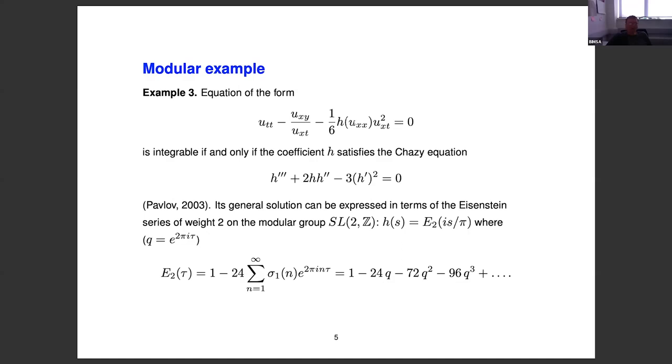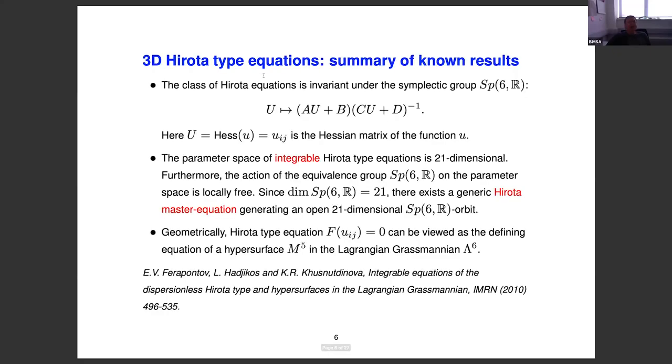It turns out that a generic Hirota type equation is expressible via Siegel modular forms, namely theta constants, which are Siegel modular forms of weight 1/2. All right, so let me move to the next slide. So what is known about Hirota type equations? Just a summary of known results.